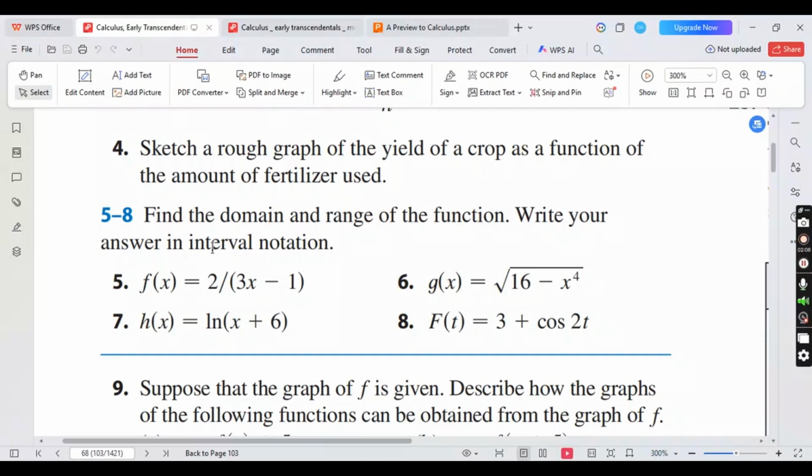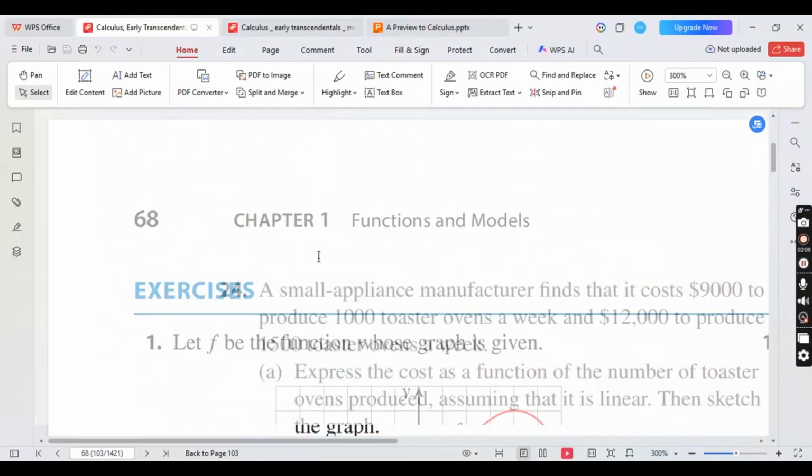The domain is, domain brackets -6 to positive infinity. What type of brackets? Round. Both of them. Yes. Okay. Cool. Nice.